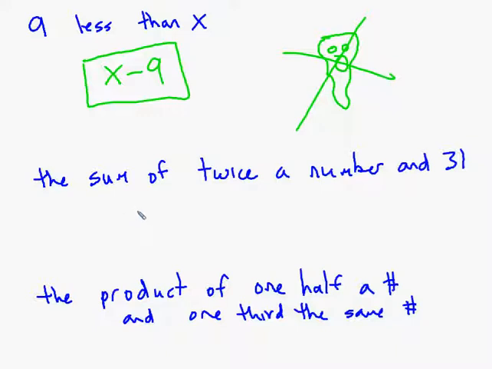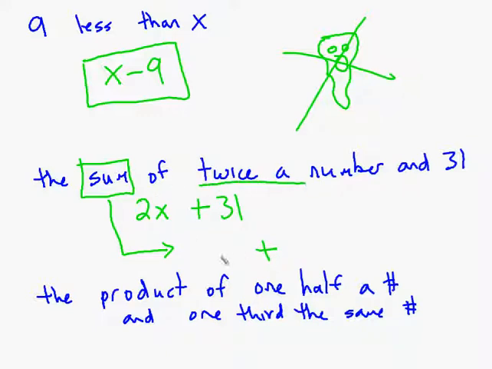All right, the sum of twice a number and 31. What do you think? Go ahead, Trey. 2a plus 31. You used a different letter than I did, but that's fine. Plus 31. Now, this sum, so I think of this, the sum. Sum means to do what? Add. And I ask myself, add what? Well, I add twice the number and 31. You see how I thought of that?